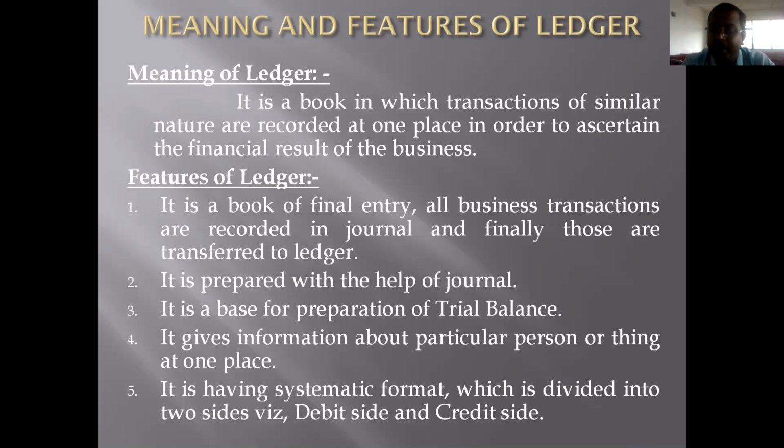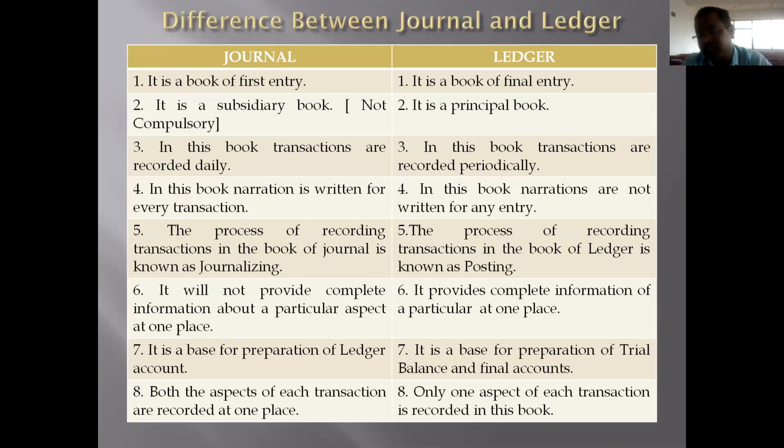So these are 5 important features of ledger. First feature is it is a book of final entry, meaning first the transaction will be recorded in the book of journal, and finally it will be transferred to ledger. Second, it is prepared with the help of journal. Third, it is the basis for preparation of trial balance. Fourth, it gives information about a particular person or thing at one place. And last, it has a systematic format which is divided into 2 sides, such as debit side and credit side. So that is all about the meaning of ledger and features of ledger. Let us move to the next aspect.